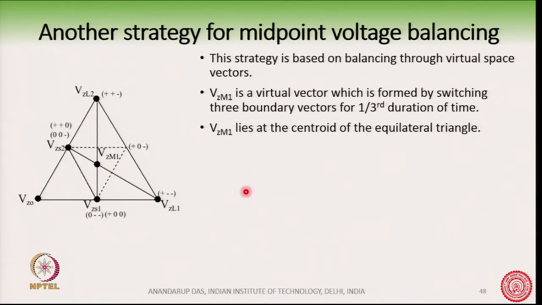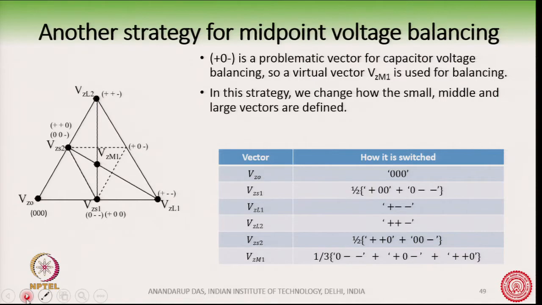So, therefore, this Vz_m1 which is shown here is a virtual vector which is formed by switching 3 boundary vectors like this one and this one. These 3 vectors can be switched for equal duration of time so as to produce this virtual vector Vz_m1, which lies at the centroid of the equilateral triangle. Utilizing this Vz_m1, we will be making the midpoint voltage fluctuations minimum. Let us see how it works.